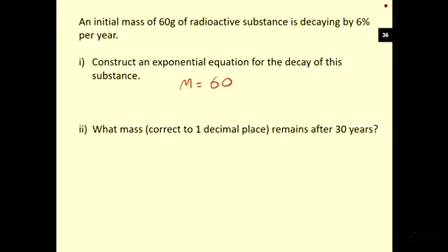And I don't put the units in the formula, I just note that when using this formula, my units are grams, okay? I don't write it in the formula, that just gets messy. So my initial mass is 60. What's the multiplying factor if something is decaying at 6%?